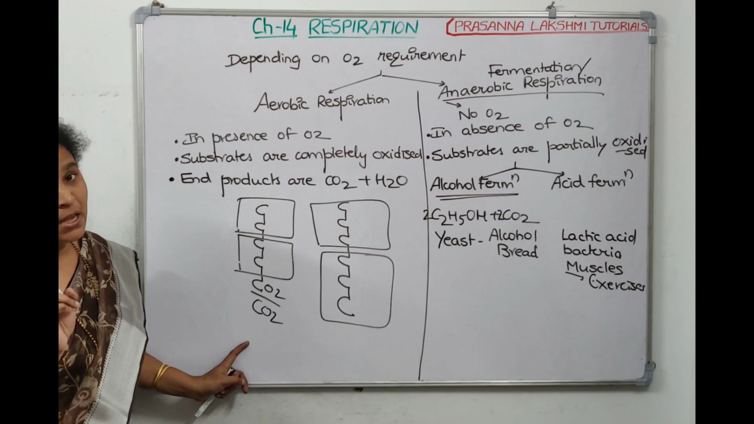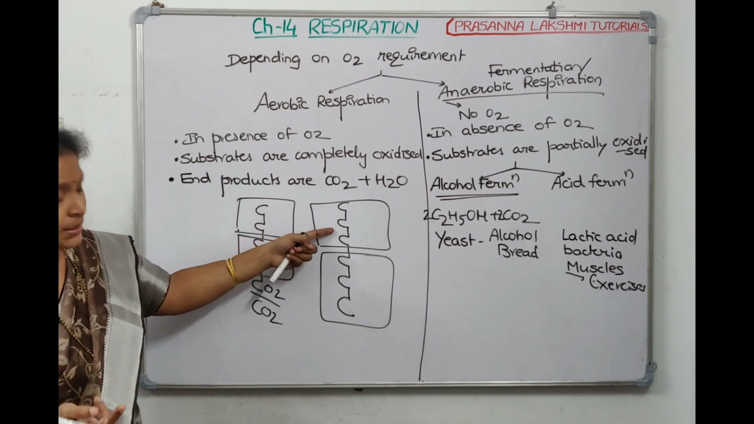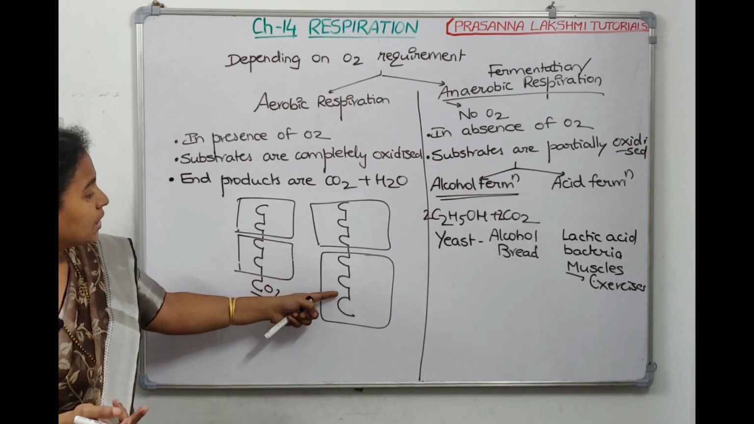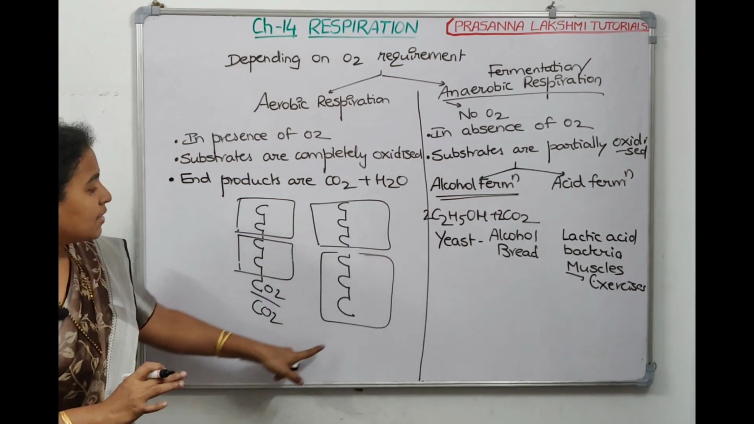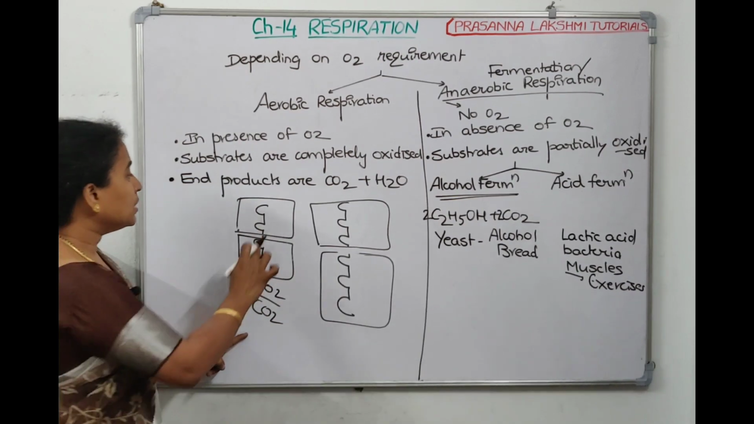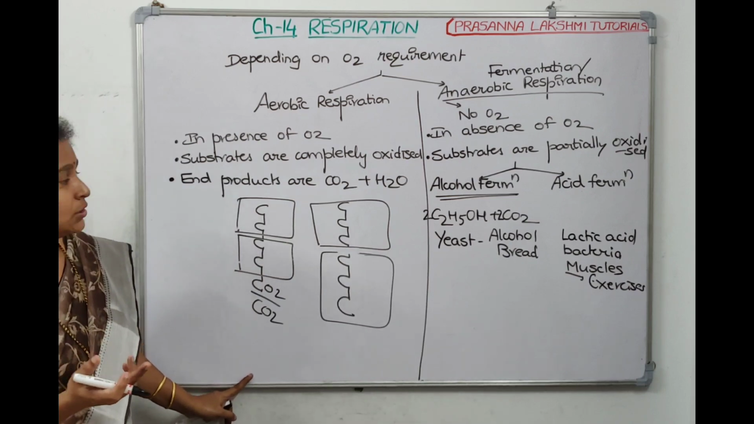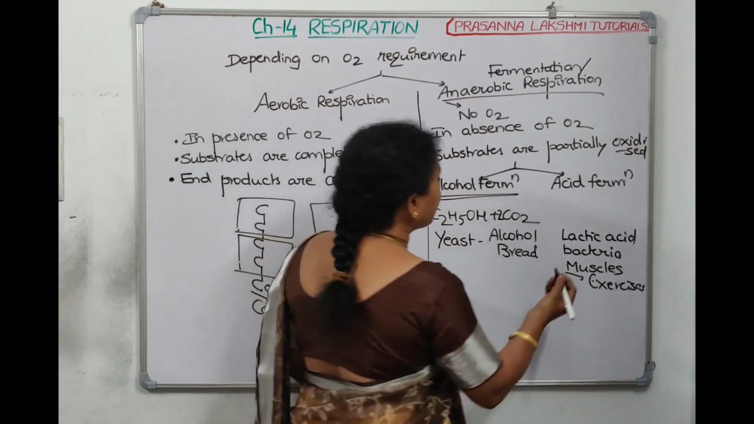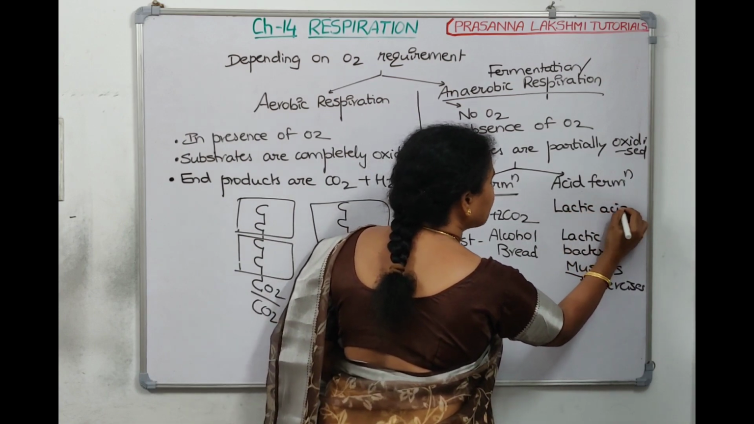See, we are not breaking all the C-C bonds. In lactic acid also, this C-C bond is there, this C-C bond is there, this C-C bond is there. You have broken only this C-C bond. So either in lactic acid formation or in alcohol formation, C-C bonds are still there. So it is partial oxidation only. So in acid fermentation, what do we get? We get lactic acid only.